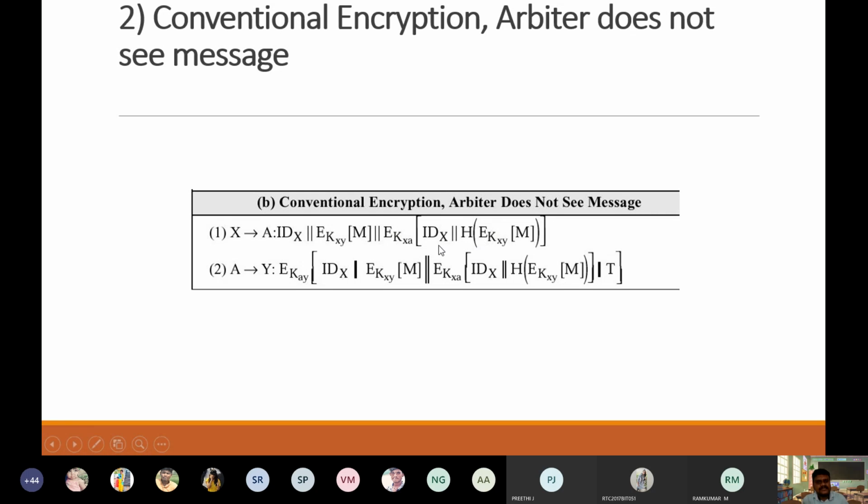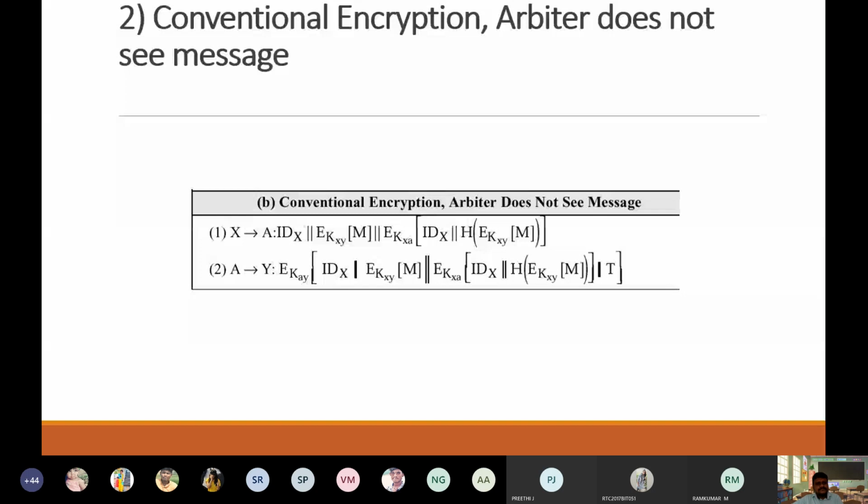So the IDX is nothing but the ID of a particular sender. These three things have been encrypted by using the private key of A. That encrypted value will be concatenated with that encrypted message. Just note it down. The message is always encrypted, and after encryption, the hash value is generated. That hash value is also encrypted. So both the encrypted message and the encrypted hash value are concatenated with the ID of X, the ID of a sender. Clear? Okay. So that message will be sent to the arbiter from the sender.